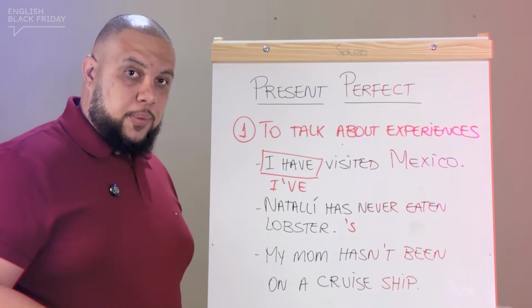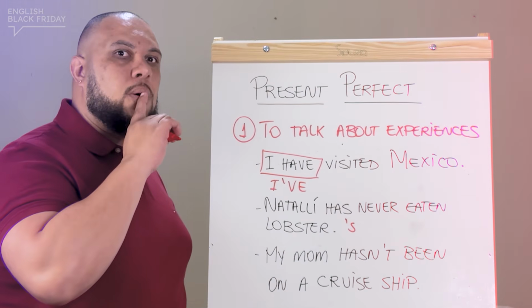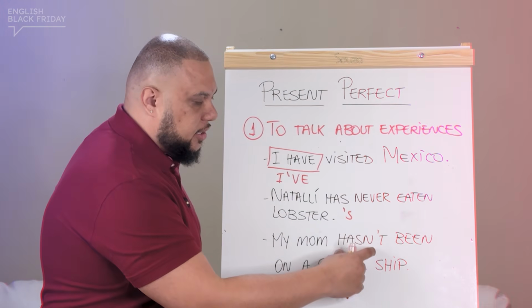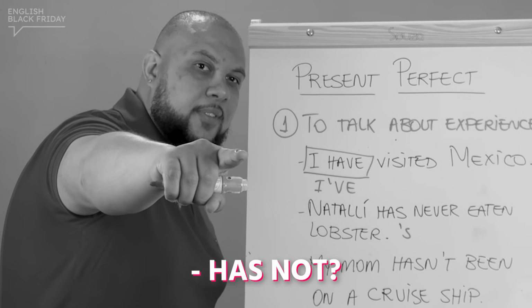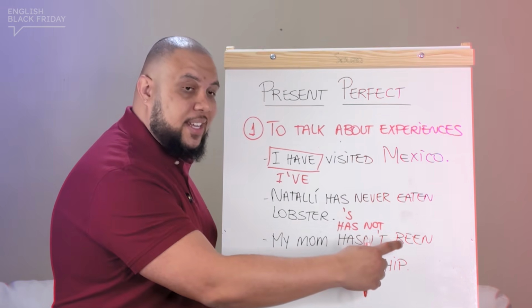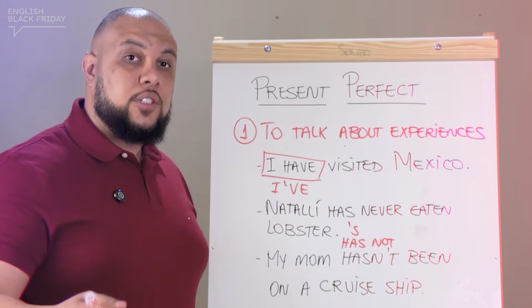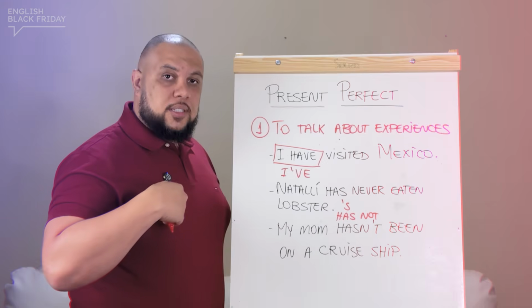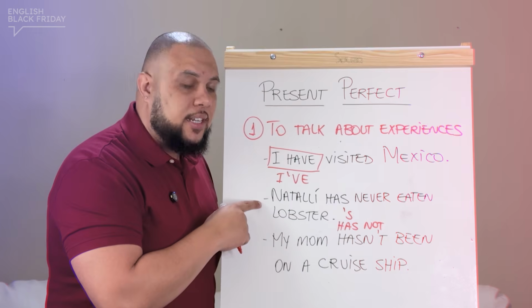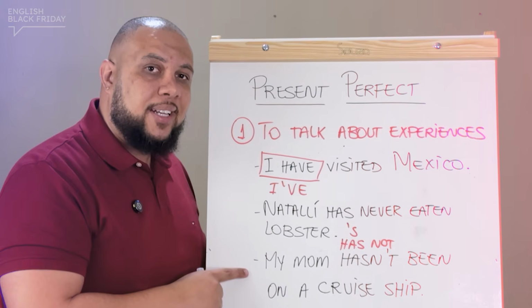Okay? Third example. Let's talk about my mother. My mom hasn't. Oh, that's the negative form, but this is a contracted negative form. Hasn't. What is the long form, babe? Has not. Very good. So I could say that my mom has not been on a cruise ship. My mom hasn't been on a cruise ship. So as you can see, I talk about the experience I've had. Here, I'm talking about an experience that Natallí has never had. And here, I'm talking about an experience that my mom hasn't had either.